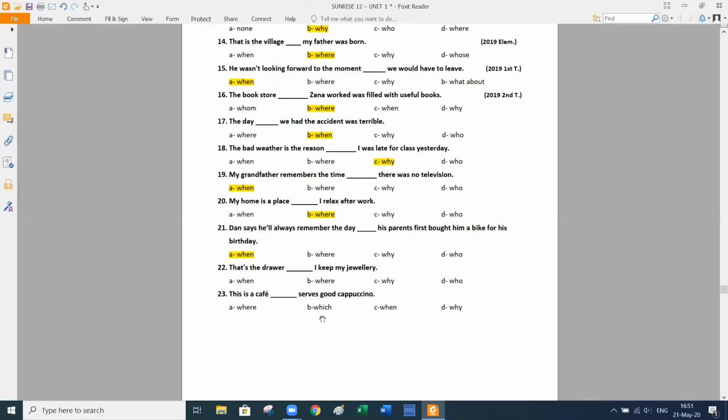Again. That's the drawer where I keep my jewelry. It's a place. How do we understand? You can ask the question, where do I keep my jewelry? I keep my jewelry in that drawer. So in this context, in this sentence, we talk about the drawer as a place to hide something.